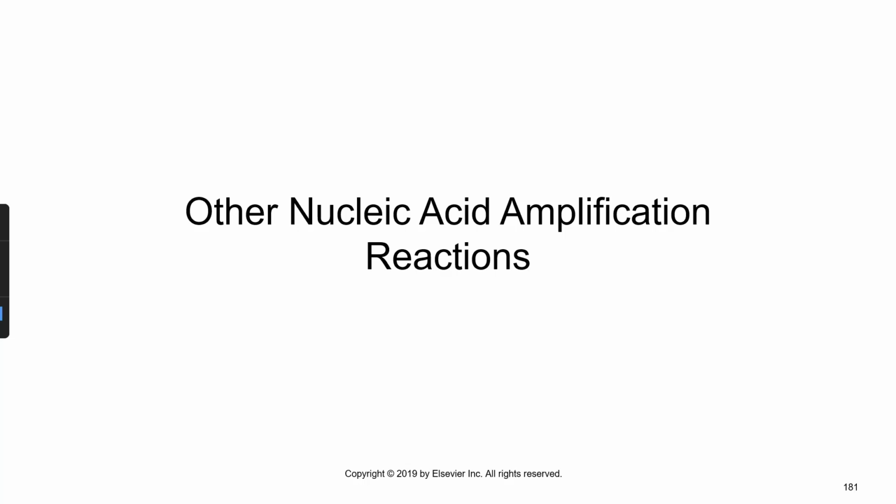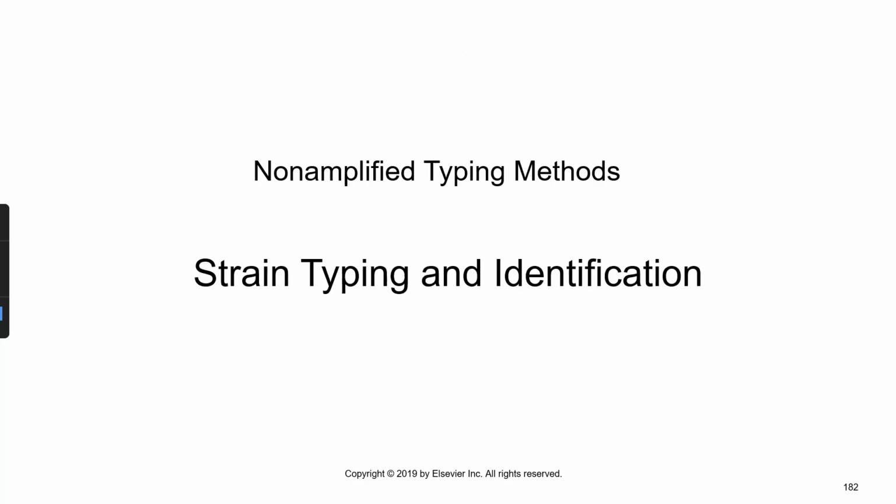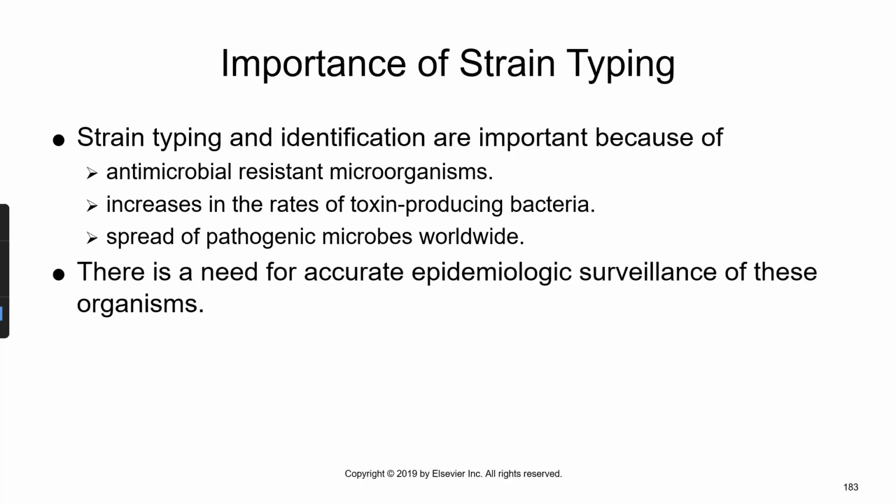Other nucleic acid amplification reactions: strain typing and identification. The importance of strain typing and identification is because of antimicrobial resistant organisms. It increases the rates of toxin-producing bacteria, if we know it's a specific species and we know that that species has been producing toxins or has mutated to be able to produce toxins, and that's now becoming a public health concern. Knowing the exact identification is essential. And there's the spread of pathogenic microbes worldwide. There is a need for accurate epidemiological surveillance of these organisms.